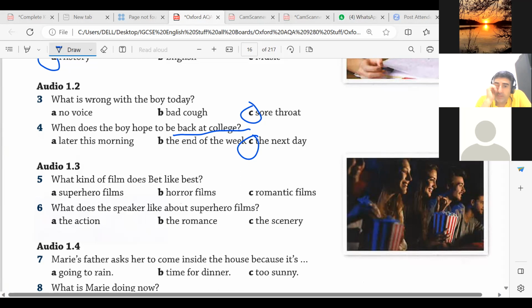Okay, Khalid? Is it clear now? When did he say it? He doesn't say, Khalid. He doesn't say next day. Synonymous, Khalid. Tomorrow means the next day. I didn't hear tomorrow. Again, listen again, Khalid. Do you understand the question? When does the boy hope to be back at college? We need to focus on when he wants to get back to the college. Listen. Audio 1.2.